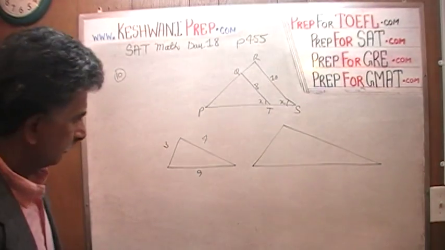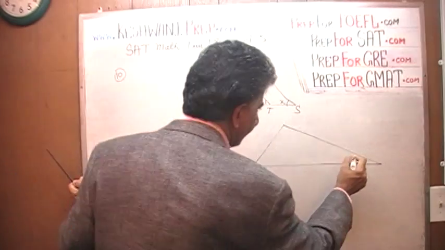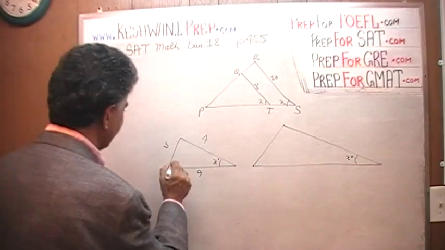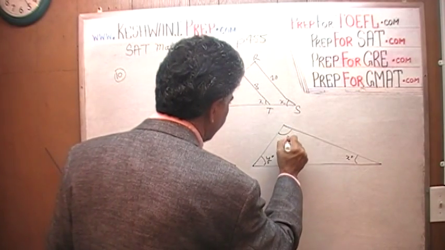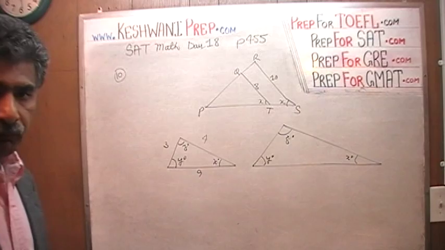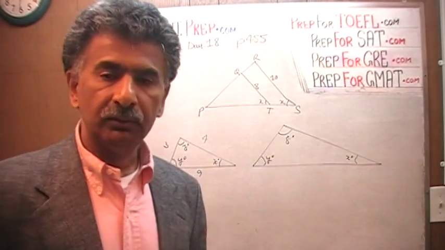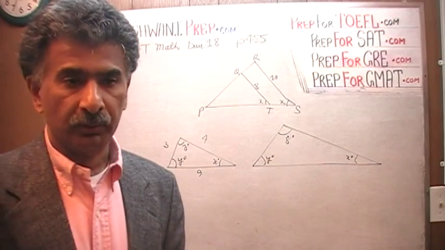Okay, keep listening. And if we are told that this is x degrees, and so is this one, and if this is y degrees, and so is this one, and if this is z degrees, and so is this one, if the three angles of one triangle are exactly equal to the three angles of the other triangle, the two triangles are called congruent.